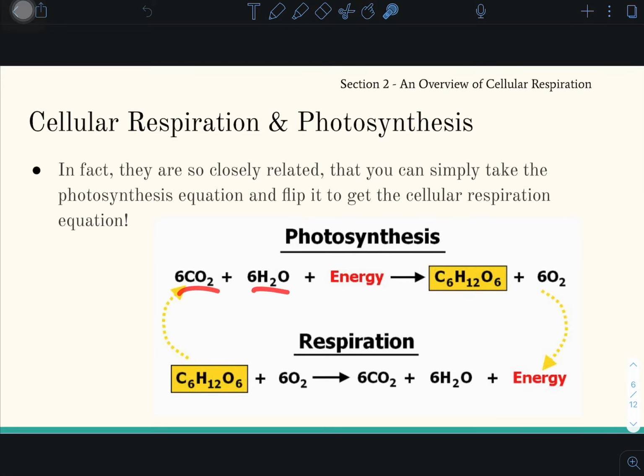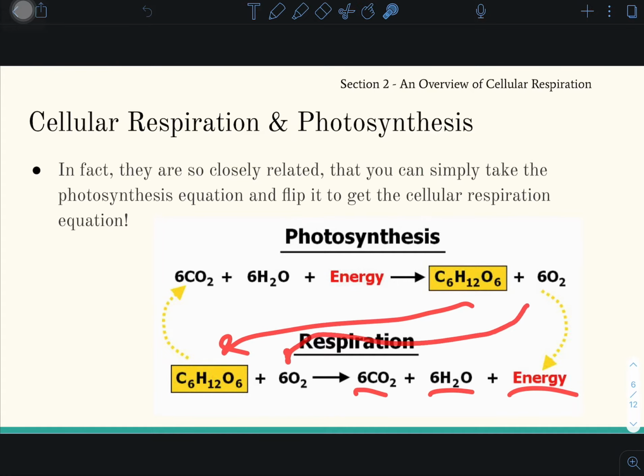So carbon dioxide, water, and energy go into photosynthesis. Glucose and oxygen come out. In cellular respiration, glucose and oxygen go in. Carbon dioxide, water, and energy come out. So these really are going here, and then these go like that. They're inverse reactions.